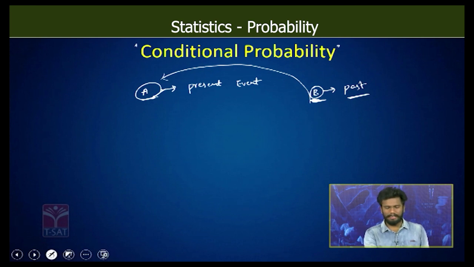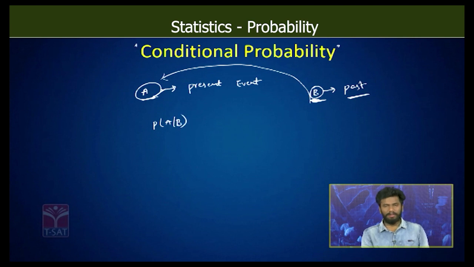See here, and it is denoted by P of A given B. Don't read as A by B, it is A given B. It is saying the probability of occurrence of event A given that B has already occurred.